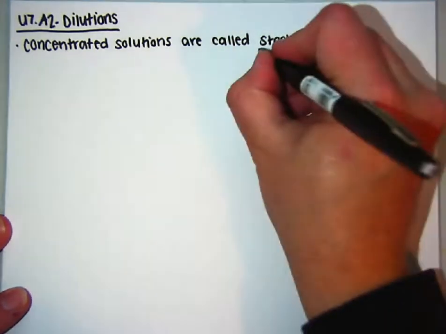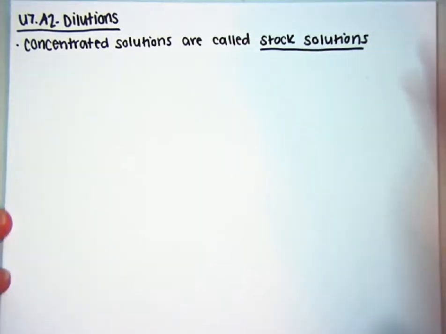So in our lab, we buy very concentrated solutions, and then if we need them to have a different molarity, we can dilute them down. So you're going to see questions where it tells you we have a 12 molar stock solution, and let's say we want to dilute it down to a 1 molar concentration. So that highly concentrated solution is called a stock solution.